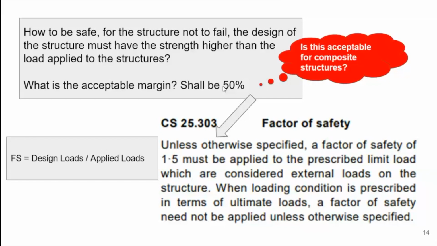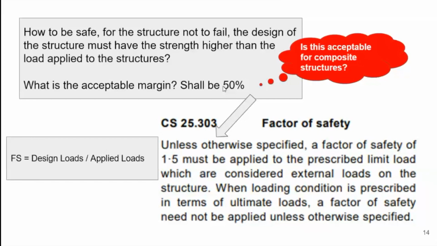The design of the structure must have strength higher than the load applied to the structure. So you must design something whose strength is higher than your applied load. So what is the acceptable margin? The requirement says it is 50%. If you go to airworthiness requirement 25.303, they have specified the factor of safety. Unless otherwise specified, the factor of safety is 1.5. The factor of safety means the ratio of design load over applied load must be 1.5, meaning 50%. So the design load has higher strength and higher capability than the applied load. We cannot be lower than 1.5.